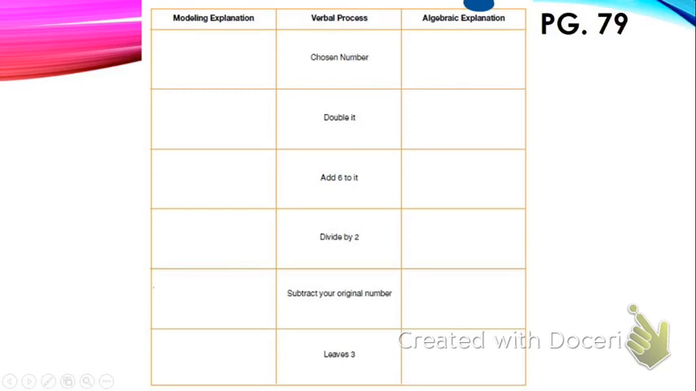Let's look at this. Go to page 79 in your books. You have 3 columns, but you don't have the writing in the middle. I do want you to add the writing in the middle. We're going to represent exactly what was going on here. First, we're going to represent it symbolically. And then we're going to get over here to representing it algebraically.